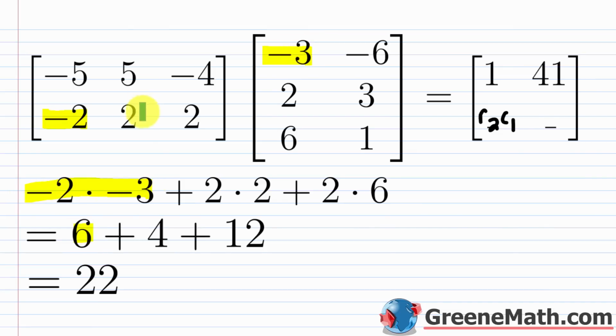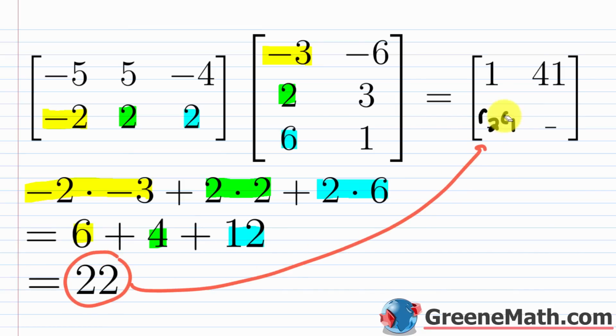Then we're just going to move down. So we have this 2 times 2, so that's going to be right there, and that's going to be 4. And then once again, we're going to move down. We're going to have 2 times 6, so that's going to be right here. 2 times 6 is going to be 12. And then just find the sum of the products. So 6 plus 4 is 10. 10 plus 12 is 22. So once again, we're going to take this 22 right here, and we're going to plug it in right there. So let me erase this, and I'm just going to put a 22 right there.